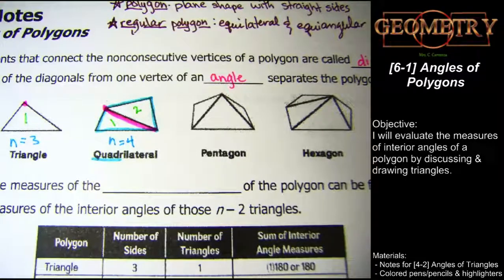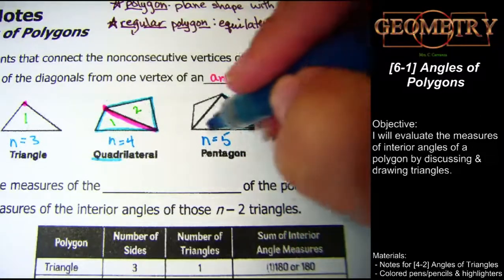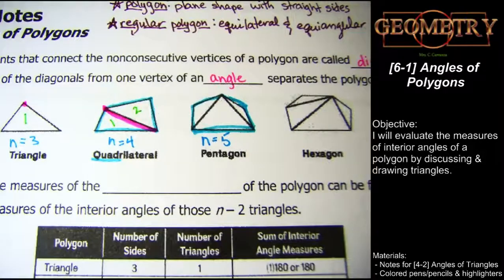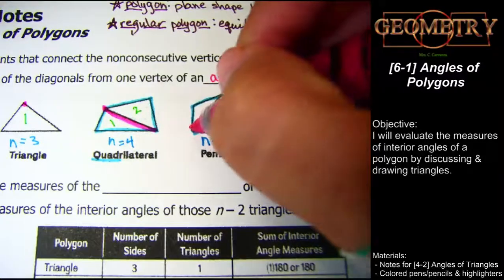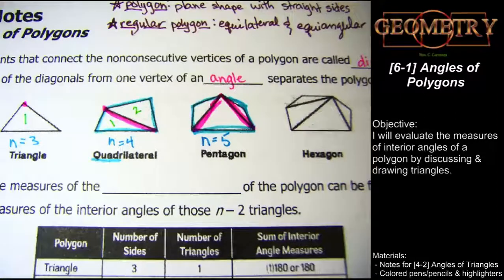Pentagon, how many sides? 5 sides. 1, 2, 3, 4, 5. Now I'm going to take a moment here and remind you that this picture is not representing a 3-dimensional object. Those lines that you see right here are the diagonals. They're going from one corner to another corner. They're not trying to tell you that the shape is popping up off of the page. That's why we made it very specific that these are polygons, and polygons are plane shapes. They're flat shapes. They're not 3-dimensional. Okay. So I could draw 2 diagonals.